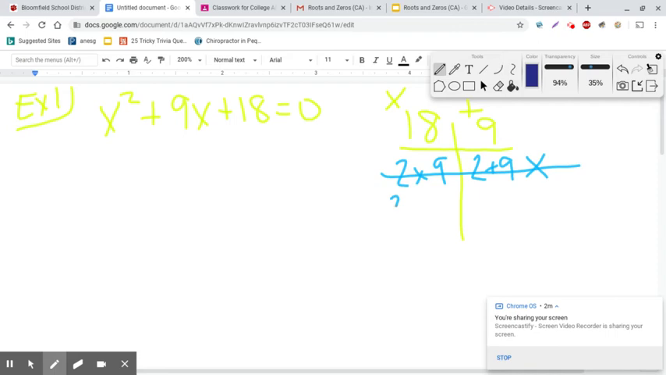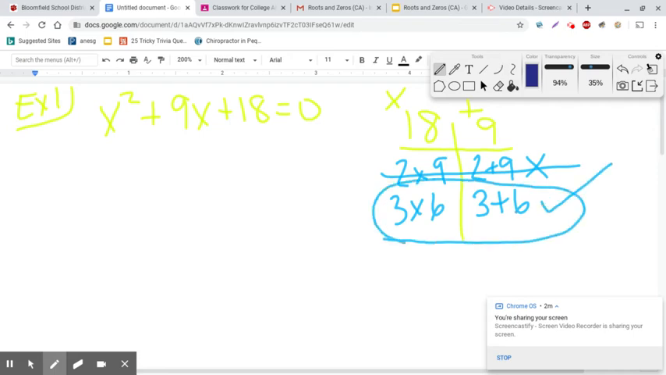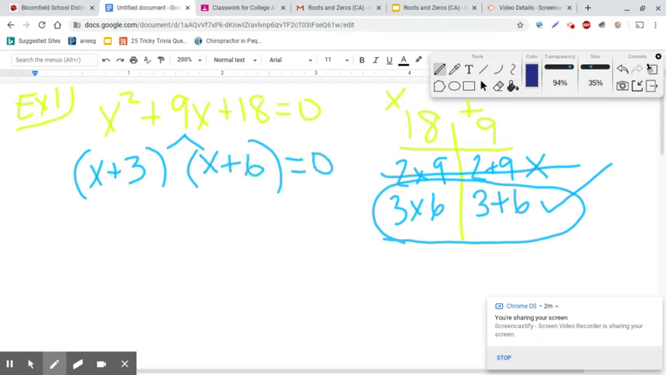3 times 6 is 18, and 3 plus 6 is actually 9. That means I found my match. That is my answer. Do you guys remember you get two different binomials? We get an x, since it's a positive 3, it's a plus 3. And since it's a positive 6, we get x plus 6. And that's going to equal 0.